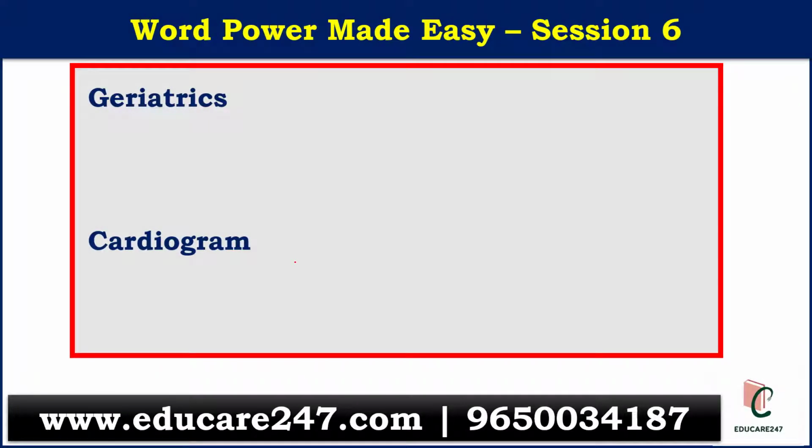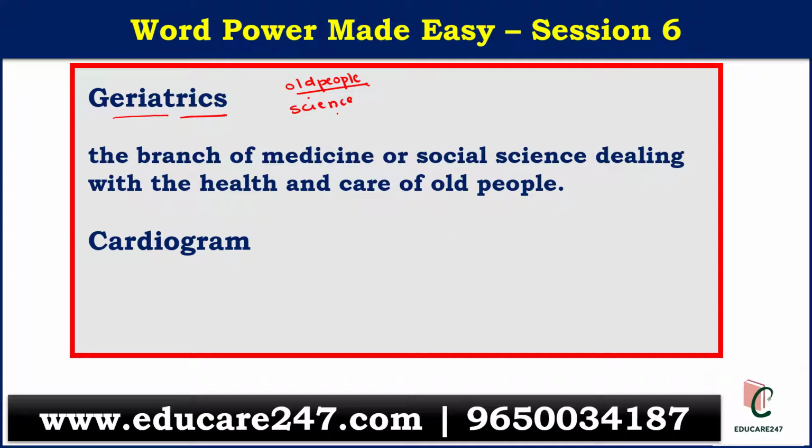Next we have geriatrics. Geriat relates to old people. It's the opposite of pedios, you can say. And ICS again is a science, a suffix dealing with science. So the branch of medicine or social science dealing with health and care of old people will be termed as geriatrics. Next we have cardiogram.